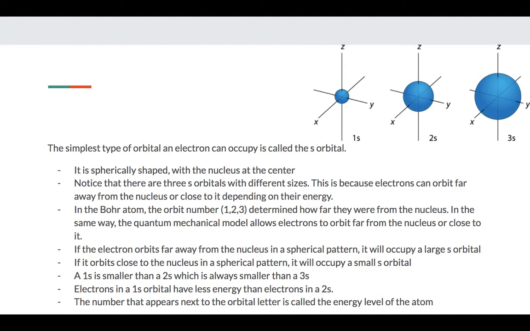The numbers that appear next to the orbital letter are called the energy level of the atom. So the numbers 1, 2, and 3, that's the energy level. The higher the number, the higher the energy. The lower the number, the closer to the nucleus.